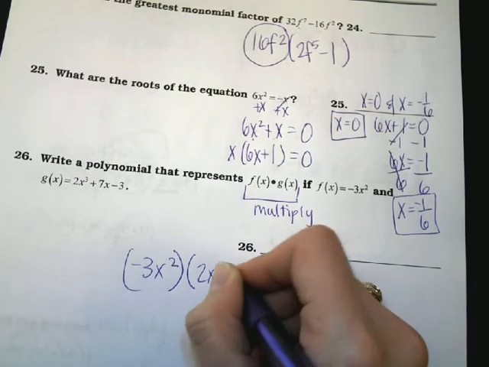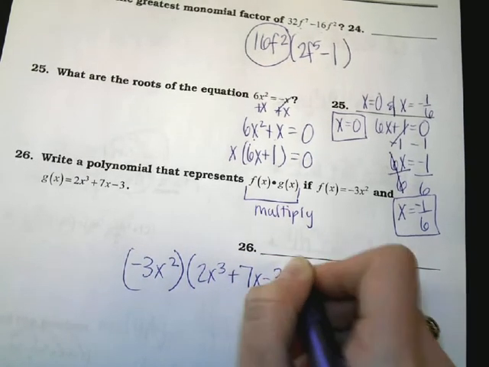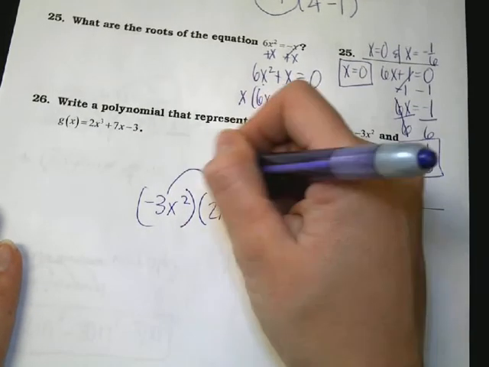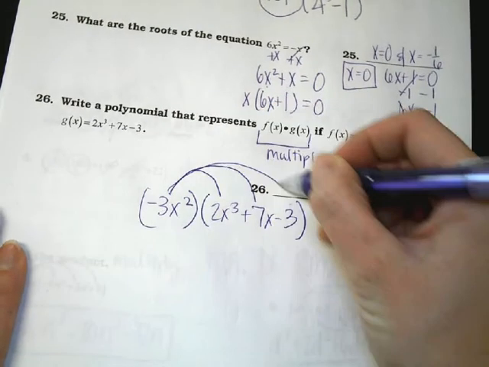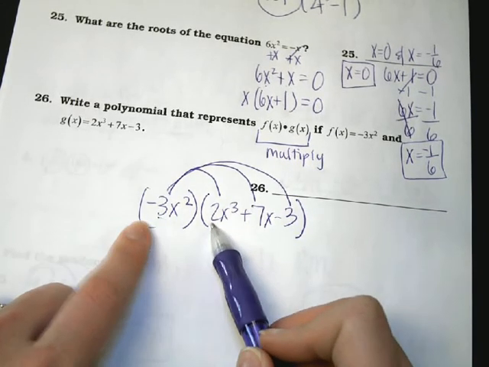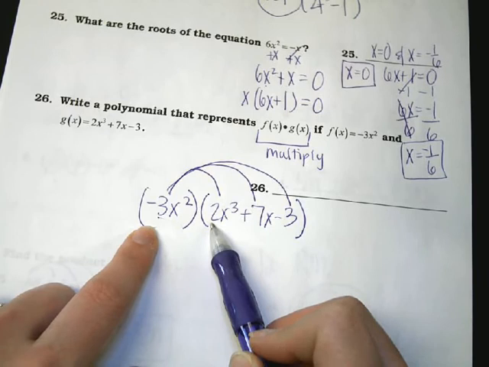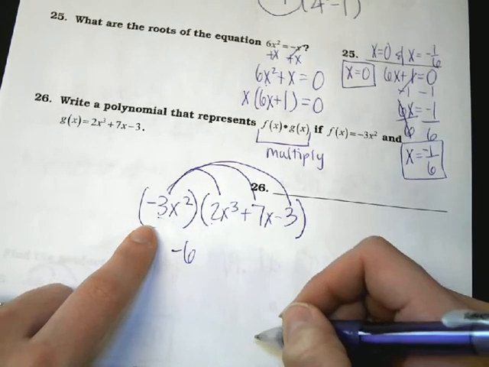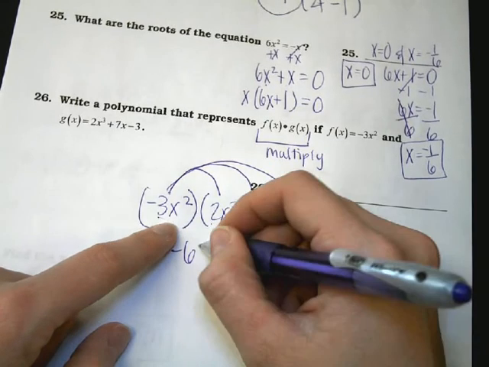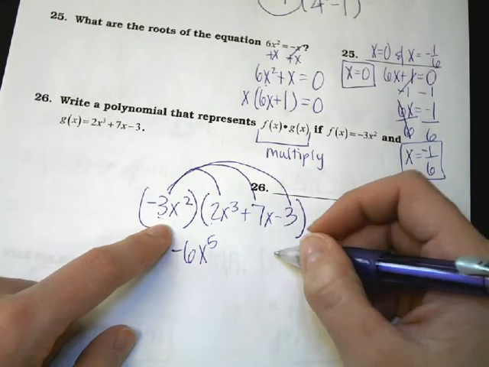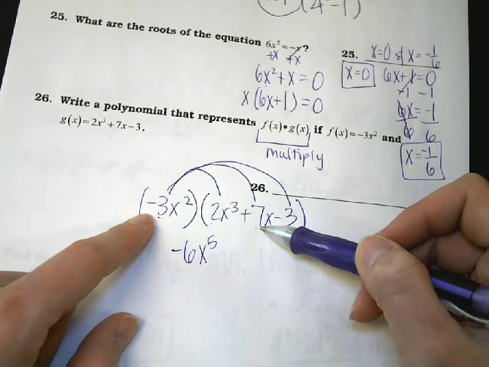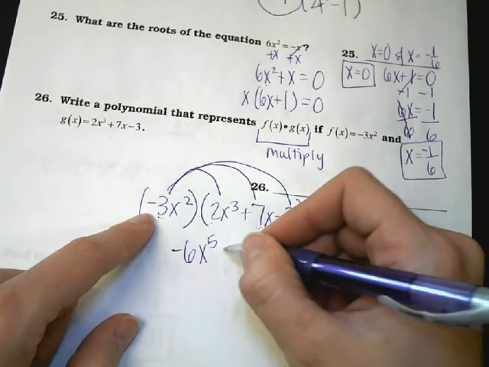In order to multiply, I'm just going to distribute to each piece. Negative 3x squared times 2x cubed. I multiply the numbers. Negative 3 times 2 is negative 6. Then I multiply the x's. X squared times x cubed is x to the 5th. Then I multiply negative 3x squared times 7x. So I multiply the numbers. Negative 3 times 7 is negative 21. Then I multiply the x's. X squared times x is x cubed.